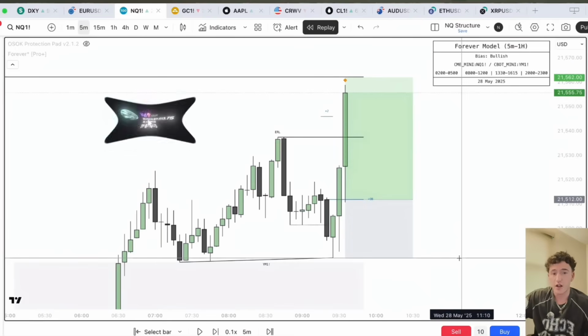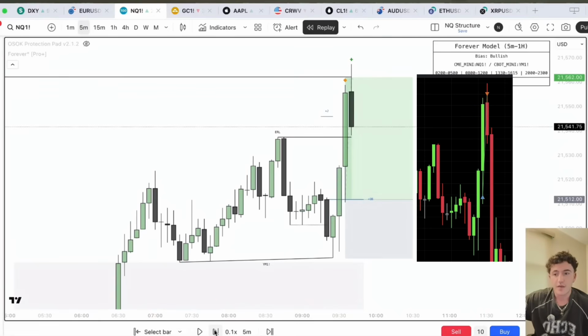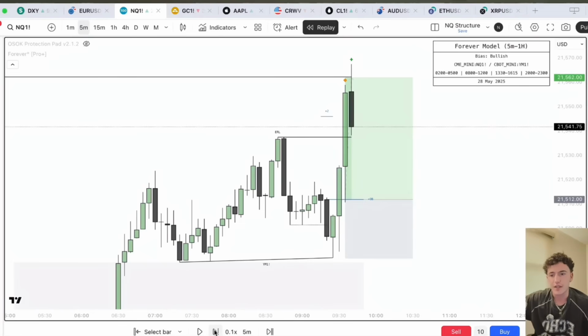tag it. So right here, I'm in the trade and I alerted it to my Discord, and look what happens. The next 5-minute candle, boom, I'm out. This trade was one of the quickest trades I think I've ever taken within the span of less than 10 minutes. I think it was a 6-minute trade. And it was all automatically implemented and plotted on my charts from my Forever Model indicator.